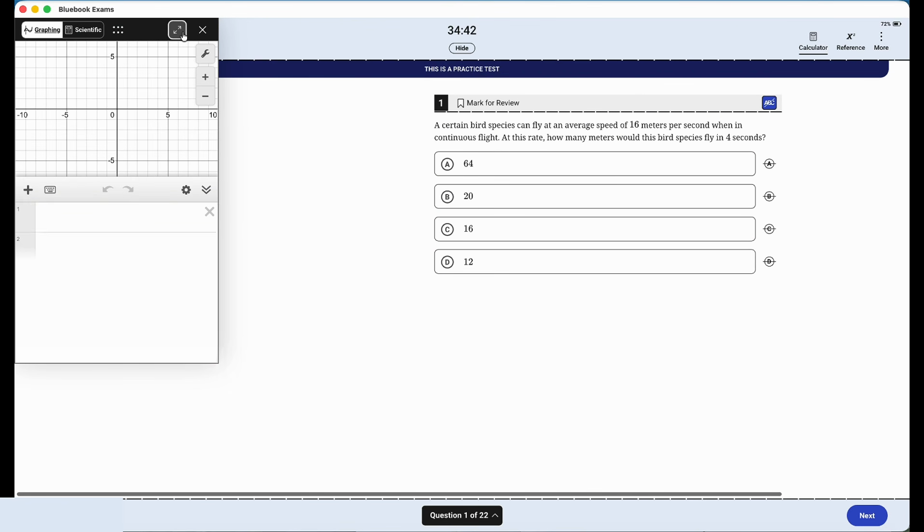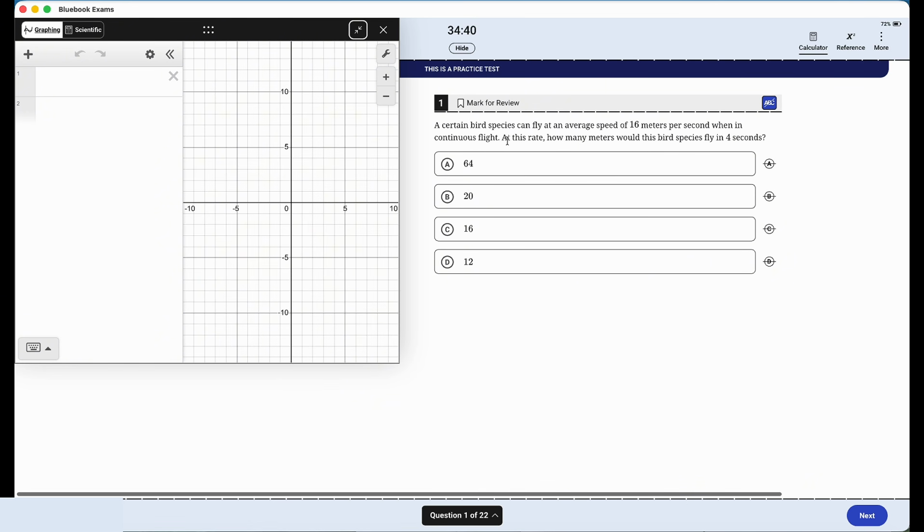Open up Desmos, make it a little bigger. We don't really need it for the first one. This one says bird species can fly at an average speed of 16 meters per second when it is in continuous flight at this rate, how many meters would it fly in 4 seconds? So this is pretty simple, just 16 times 4, which is 64. It's, again, 16 meters every 1 second. So if we have 4 seconds, just multiply by 4.